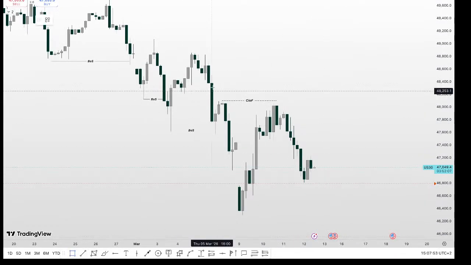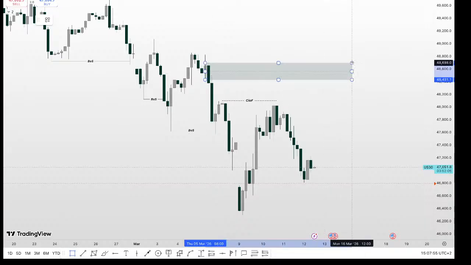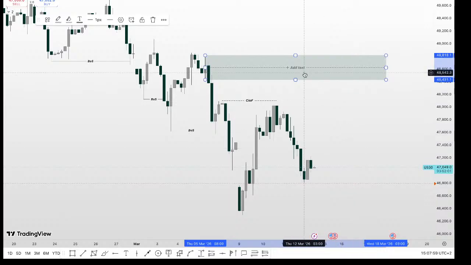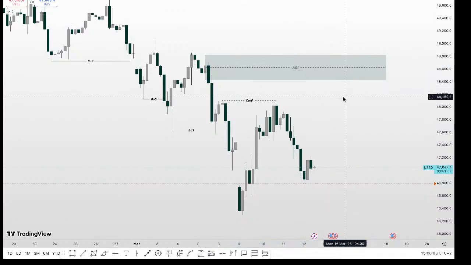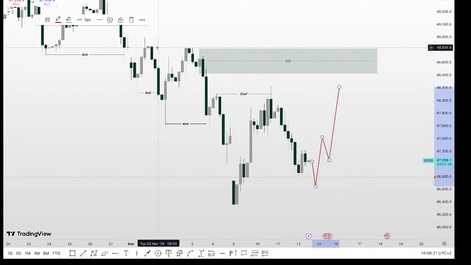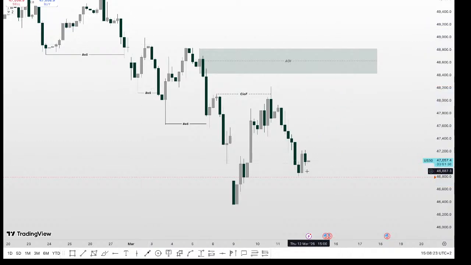So I'm probably looking for the market to come and maybe test this area of interest right there. So that's going to be my area of interest. So the goal is to see if the market is going to try and kill two birds with one stone. Let's look for bullish movements towards the upside from that area of interest right there.